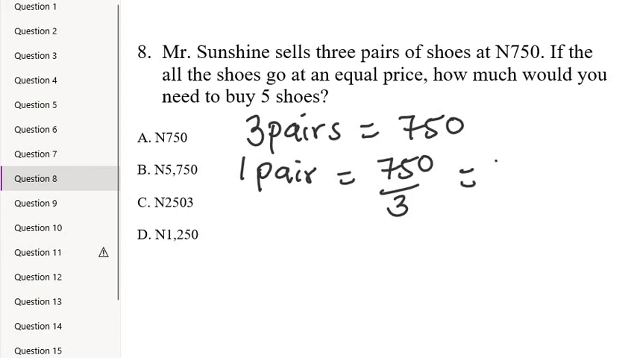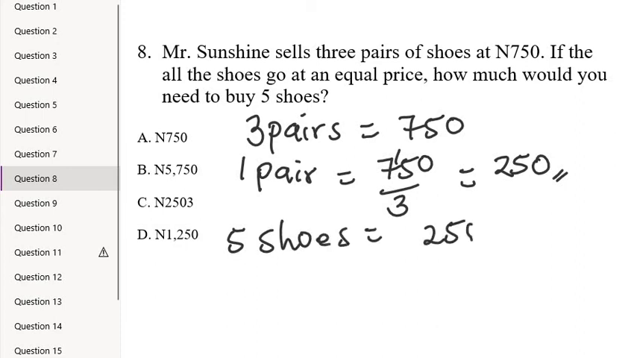7 divided by 3 is 2, remainder 1. 15 divided by 3 is 5, bring down your 0. This is the cost of one pair. How much would you need to buy 5 shoes? So 5 shoes will be 250 in 5 places, or 250 times 5. 5 times 5 is 25. Put down 5, bring 2 here. 5 times 2, 10 plus 2, 12.